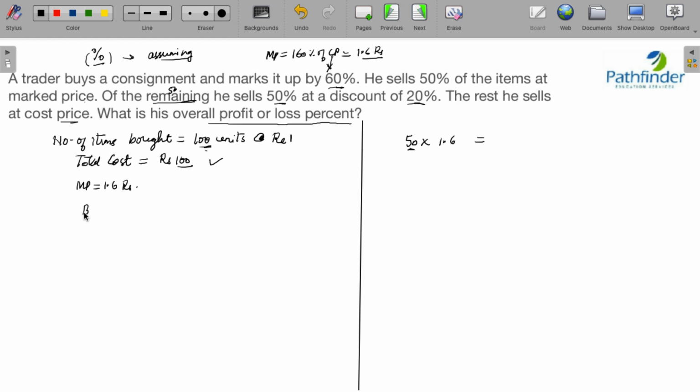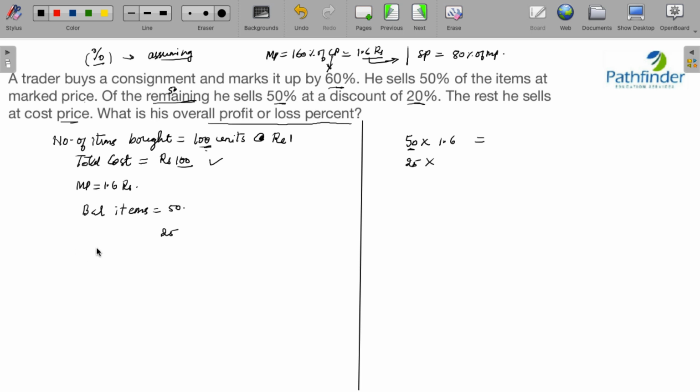So balance number of items is 50. And of these 50, he sells 50%, that is 25 items at a discount of 20%. Now discount is always calculated on the mark price. And when the discount is 20%, we have seen that the relationship between selling price and mark price is that selling price is 80% of mark price.